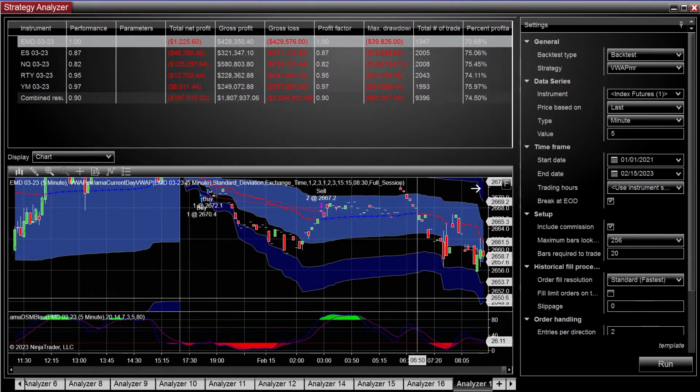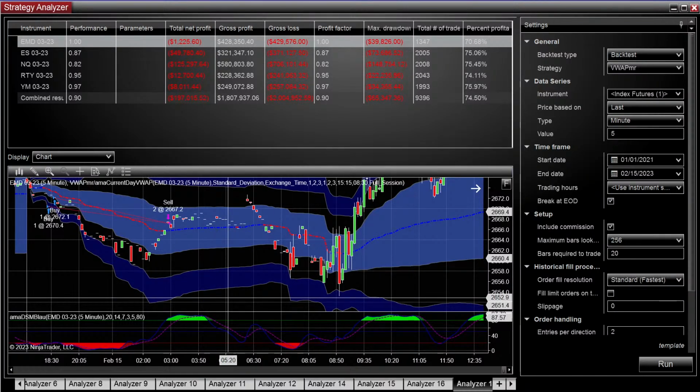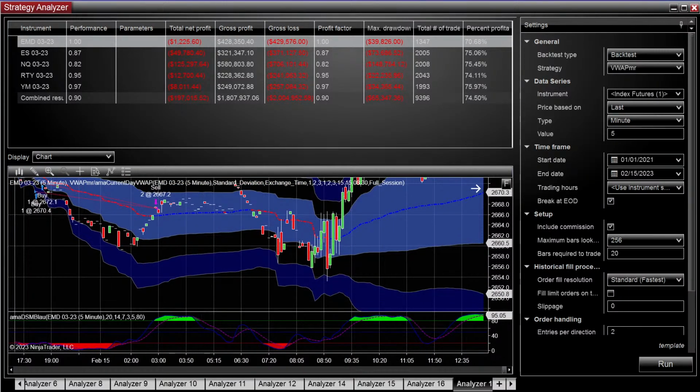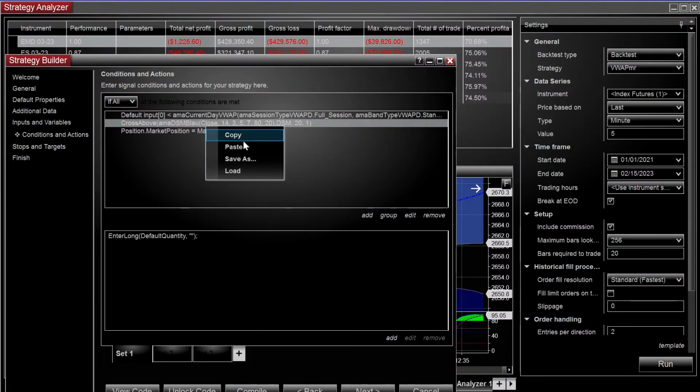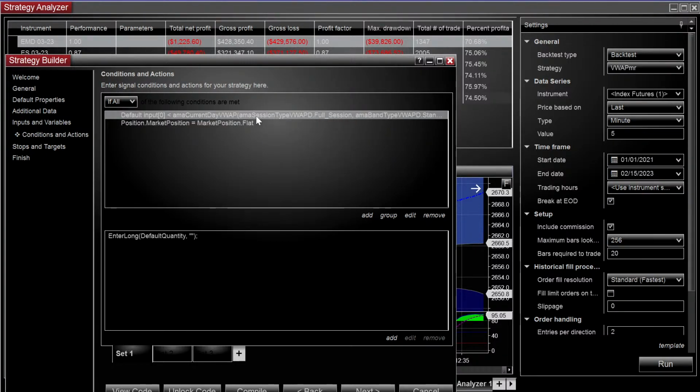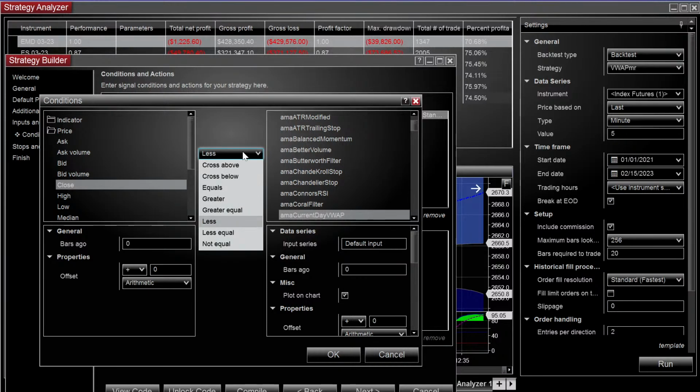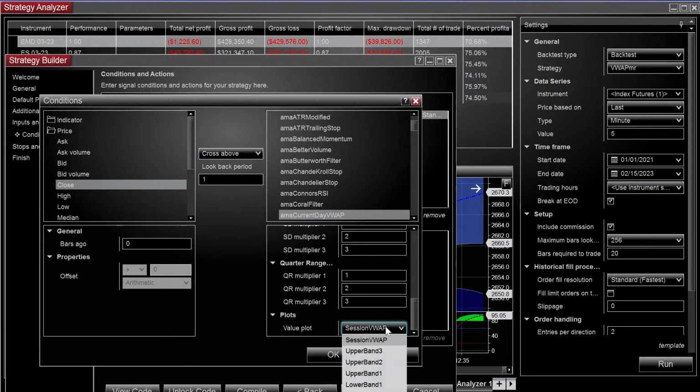So another potential trigger is using the actual VWAP deviations. So for our trigger, let's remove the DSM. And let's say price close crosses below, or actually let's do cross above the lower band 2.